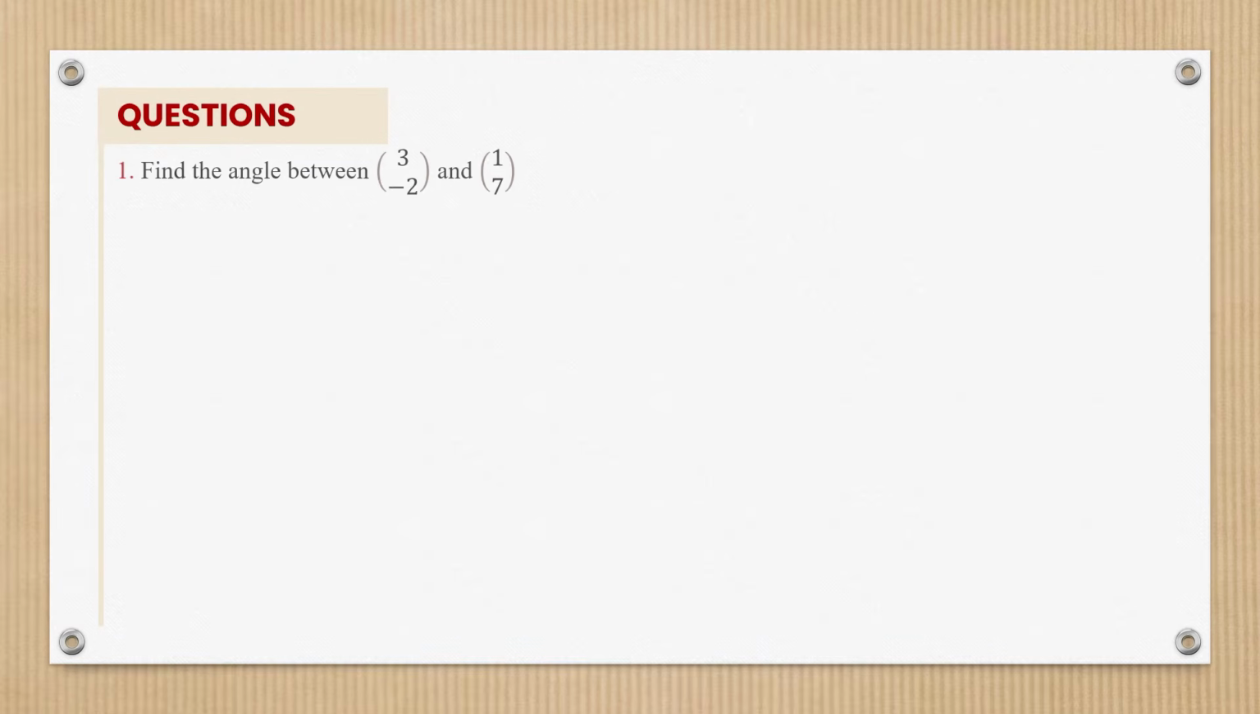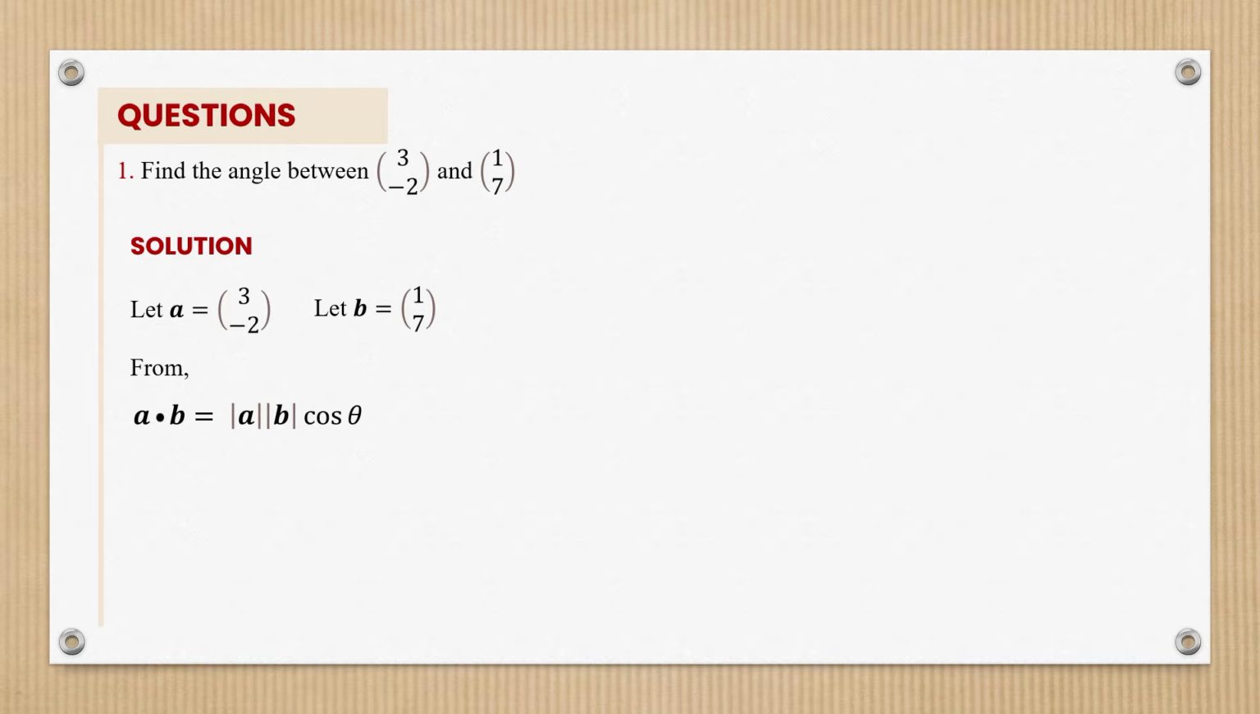Let's look at a question. Find the angle between (3, -2) and (1, 7). So these are vectors, but these are two-dimensional ones. This means we're only dealing with i and j, because we only have the x and y components given. So we're going to let A be equal to (3, -2), and then we're going to let B equal (1, 7).